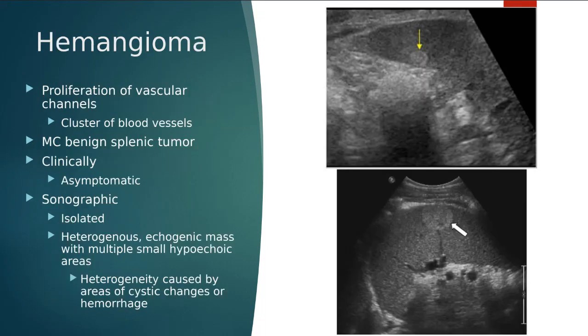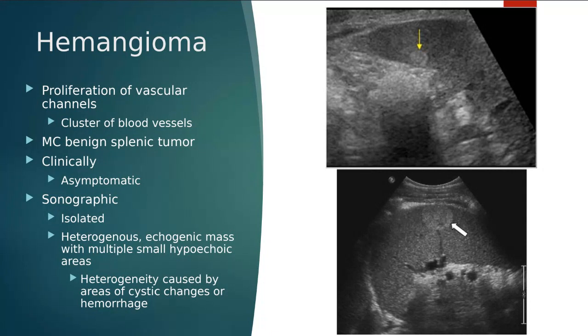Next, we have a hemangioma, and you're probably thinking that we just learned about these, but we learned about these in the liver. So this is basically the same exact thing. It's the proliferation of those vascular networks. It's a cluster of blood vessels that kind of just hang out. It's the most common benign splenic tumor, not to be confused with what we just said about infarctions. Those are the most common focal finding in the spleen. So this is the most common benign actual tumor. Infarctions are not tumors. Clinically, the patient will be asymptomatic.